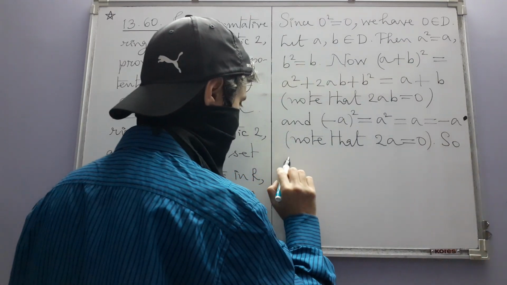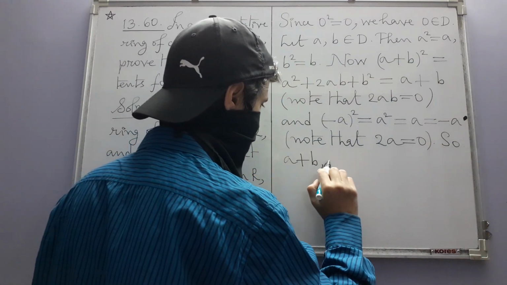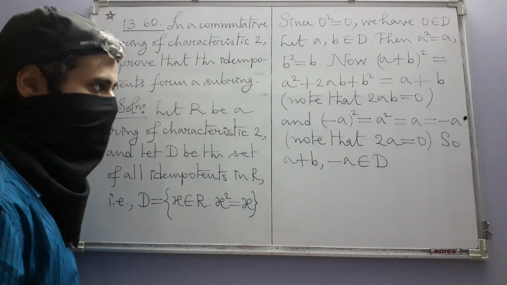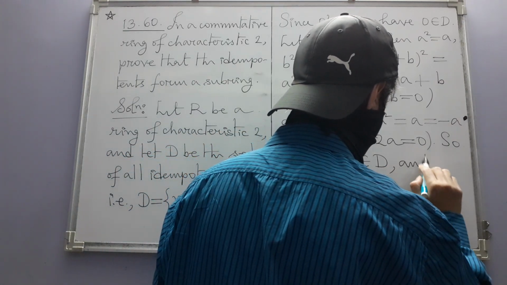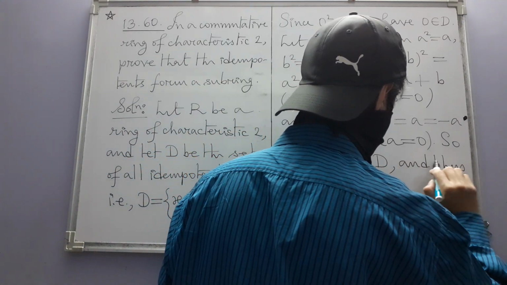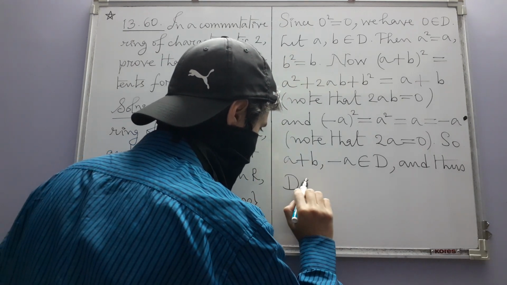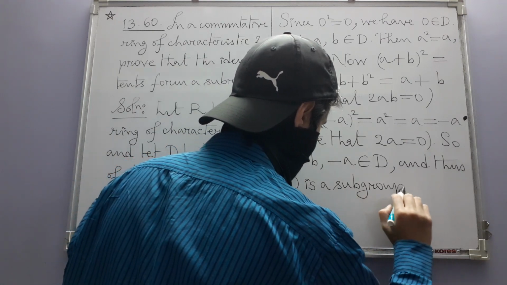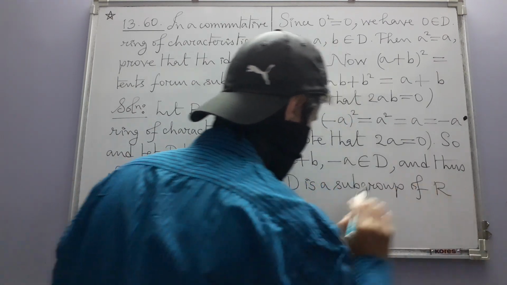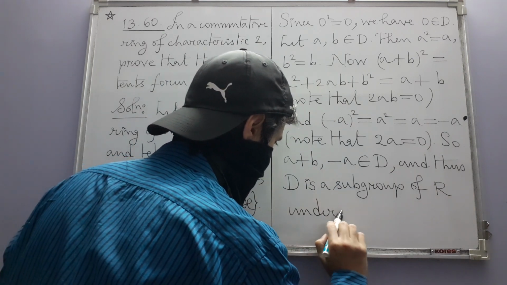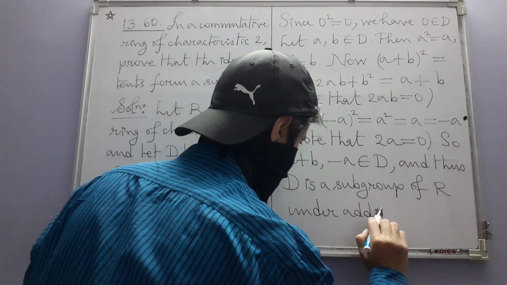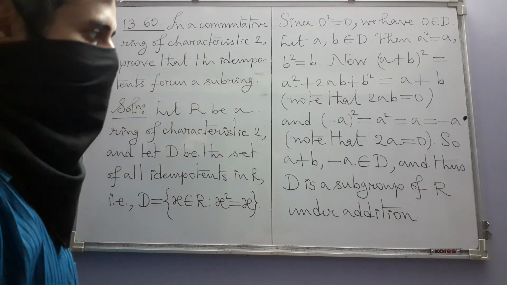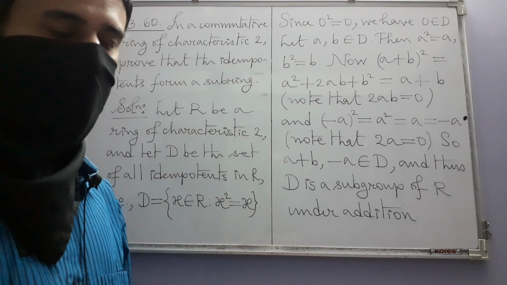So A plus B and minus A both belong to D, and thus D is a subgroup of R under addition. So D is a subgroup of R under addition.